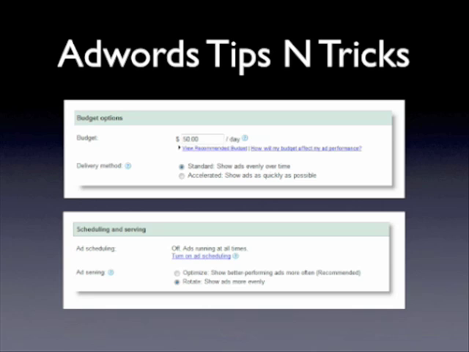Number 2, change your ad serving to rotate more evenly. We want to do this because you want to know what ad is performing better. If you let the Google bots decide for you, you'll never know the better performing ads and won't increase profits. Now that we have that out of the way, we can move on to building a bulletproof AdWords campaign.